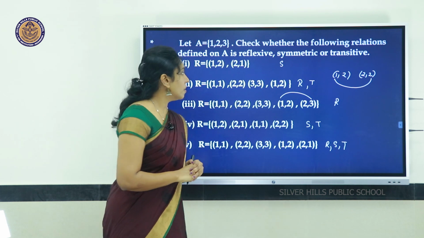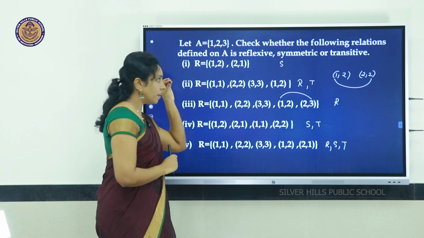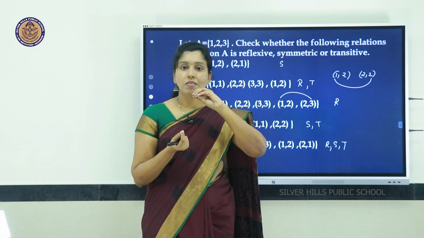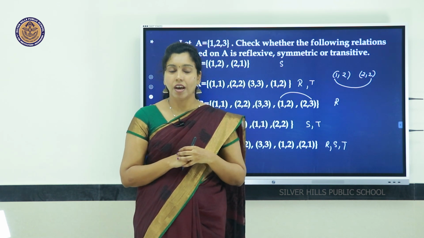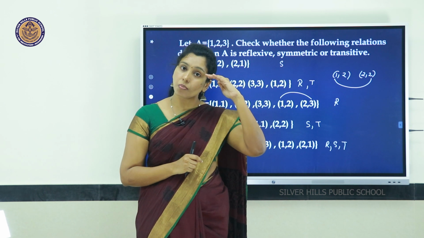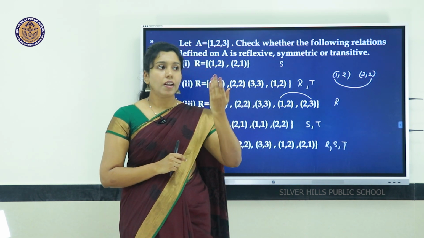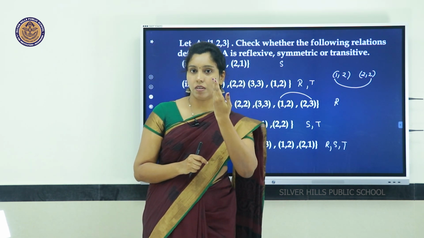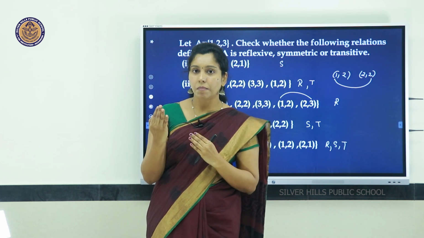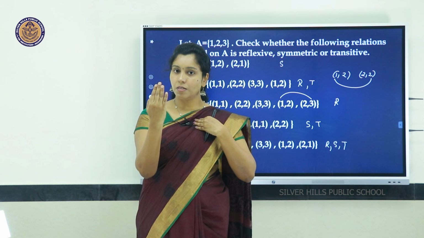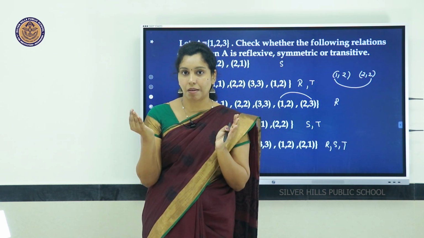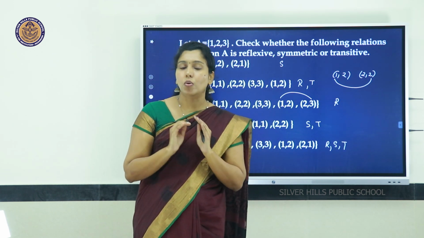Okay. And then some of you will have a tendency to write symmetric instead of reflexive, reflexive instead of symmetric. Okay. So, maintain the order. The first one is reflexive. So, children, reflexive means reflection. See, suppose I have a mirror with me. If I look into that mirror, I can see myself, isn't it? So, this person and this person both are same. So, in that sense, keep some clue in your mind.